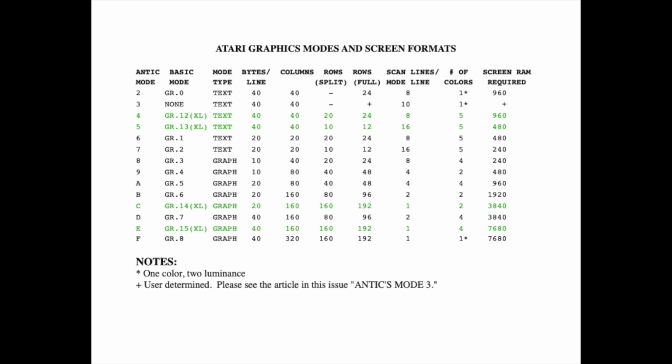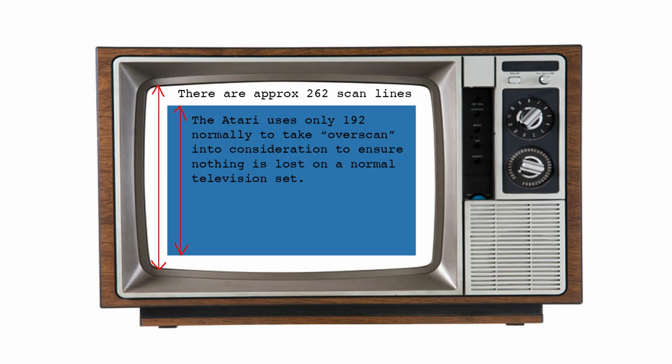This is important when you're building your display list and calculating how many scan lines you're going to be using in the total display list. Remember, we want to try and keep the number of scan lines at 192 so that if your program is ever being displayed on a classic television, you won't get that roll or interference if you go beyond 192 scan lines.